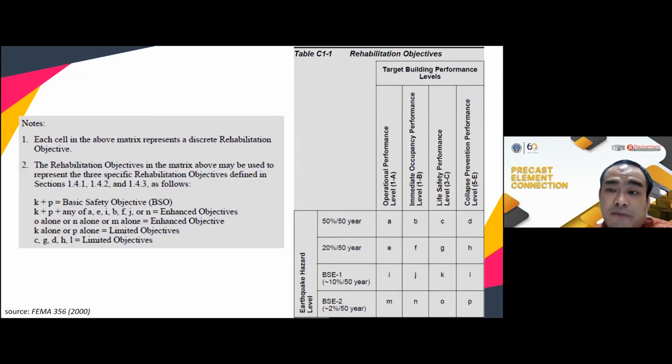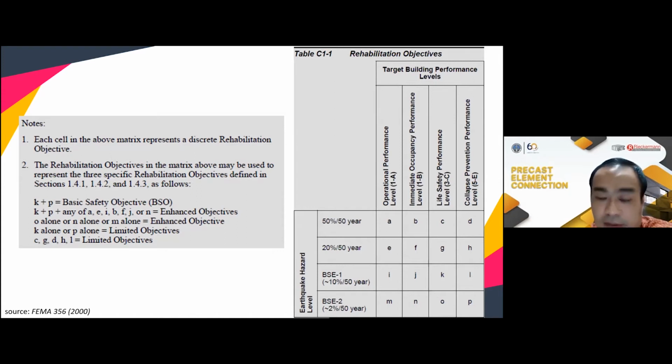So for this very rare earthquake, our cast in place monolithic RC structures will be severely damaged. As long as they do not collapse, yeah. But we cannot use the structure again, so we have to demolish and we have to rebuild.